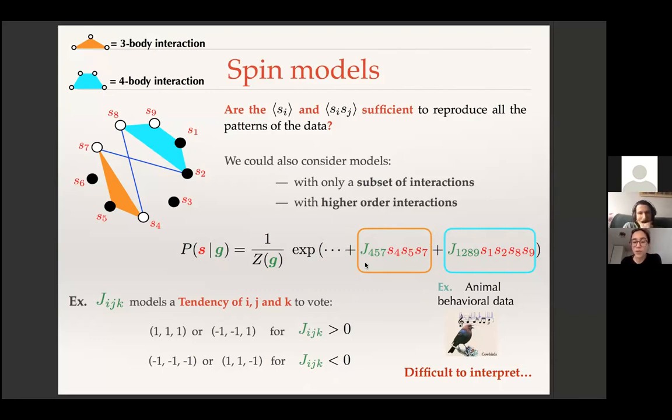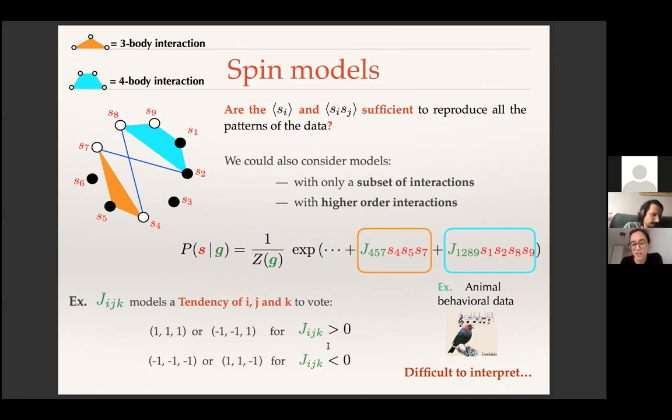So what do they mean, these high order interactions? If you were to try to interpret a high order interaction in the system, it's actually quite complicated. A high order interaction models a tendency of the justices, for example, a 3-body one here, models a tendency for justices i, j, and k to vote according to this type of pattern. So let's say 1, 1, 1, or -1, -1, 1. So let's say you must have an even number of liberal votes in the system. So if J_ijk is positive, this means that this represents the tendency of justices to vote according to this weird type of pattern where you have an even number of liberal votes.